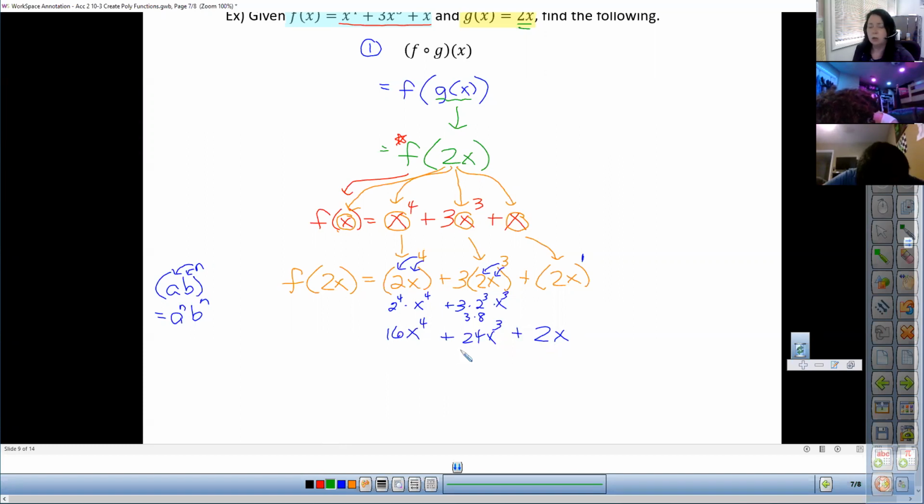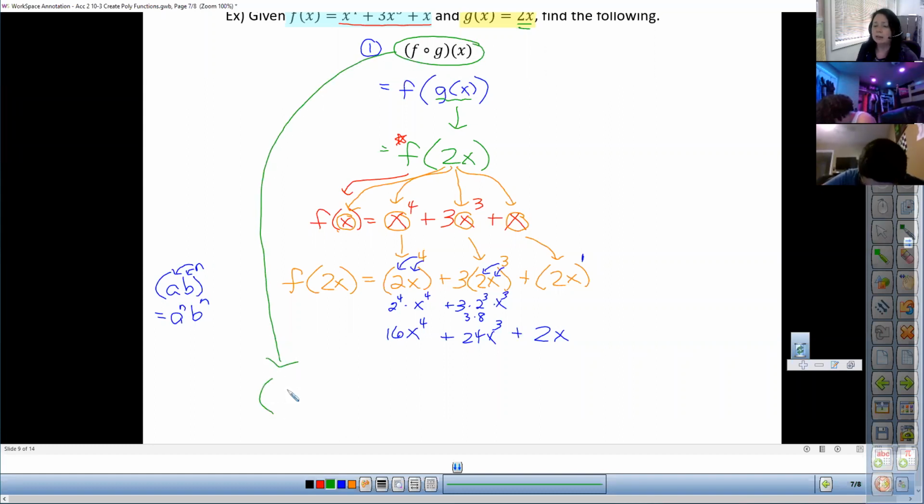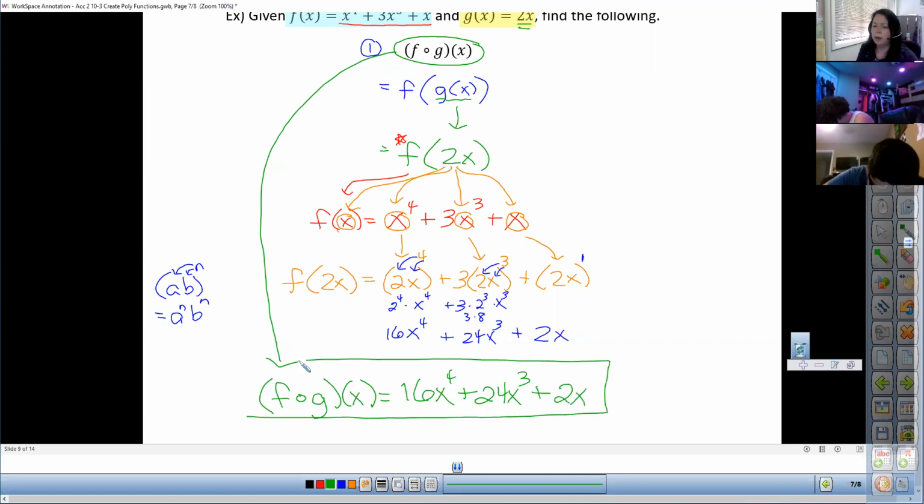Am I done? Nope. Because when I'm doing composition, I'm always creating a new function. And so that function has to have a name before I'm done creating my function. And the name is what was given to us right here, that composition notation. So I want to make sure my final answer starts with that. F composition g of x equals, and then what's in blue? 16x to the fourth plus 24x to the third plus 2x. And there's my new function this way.